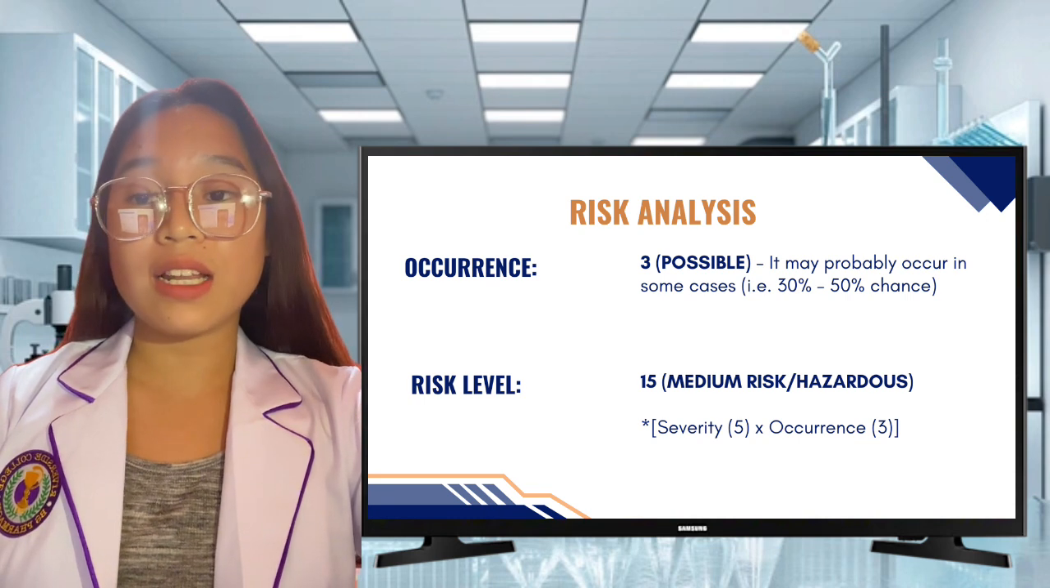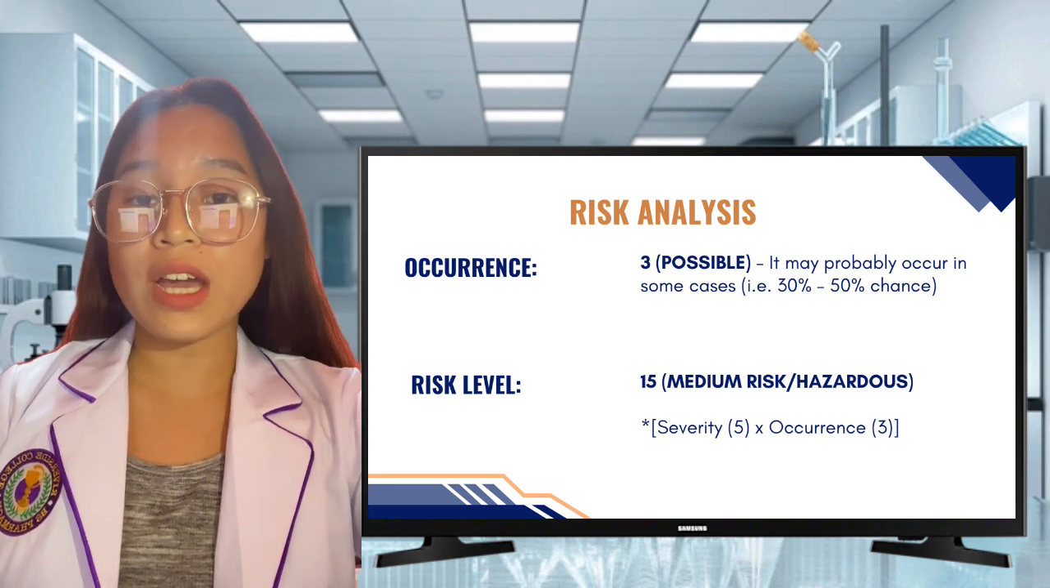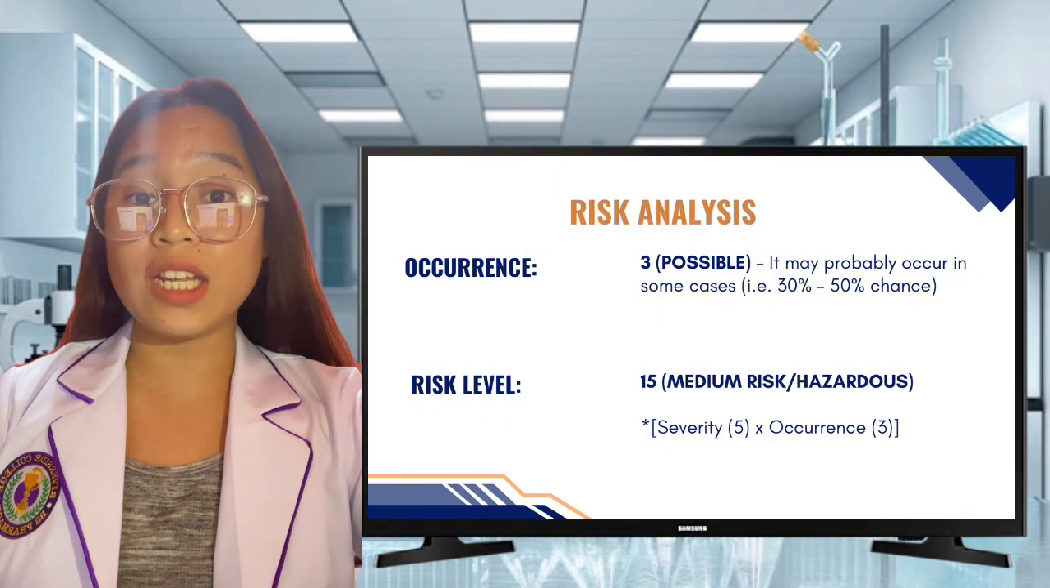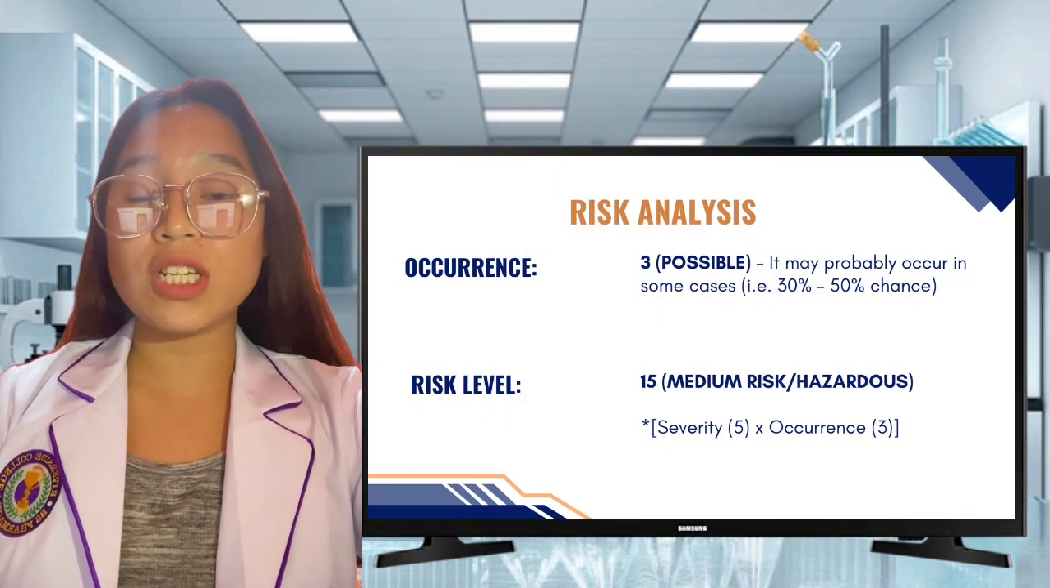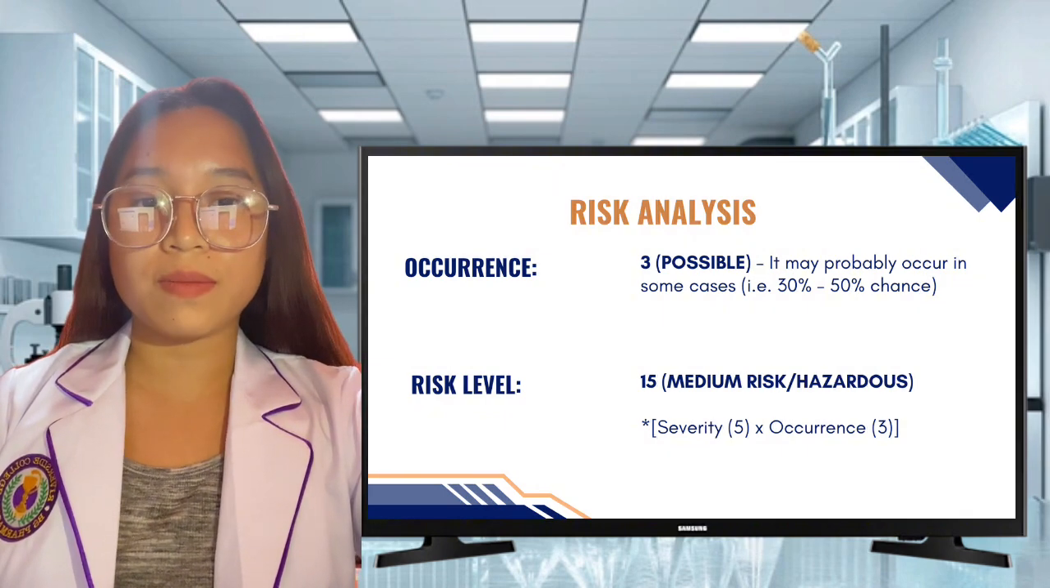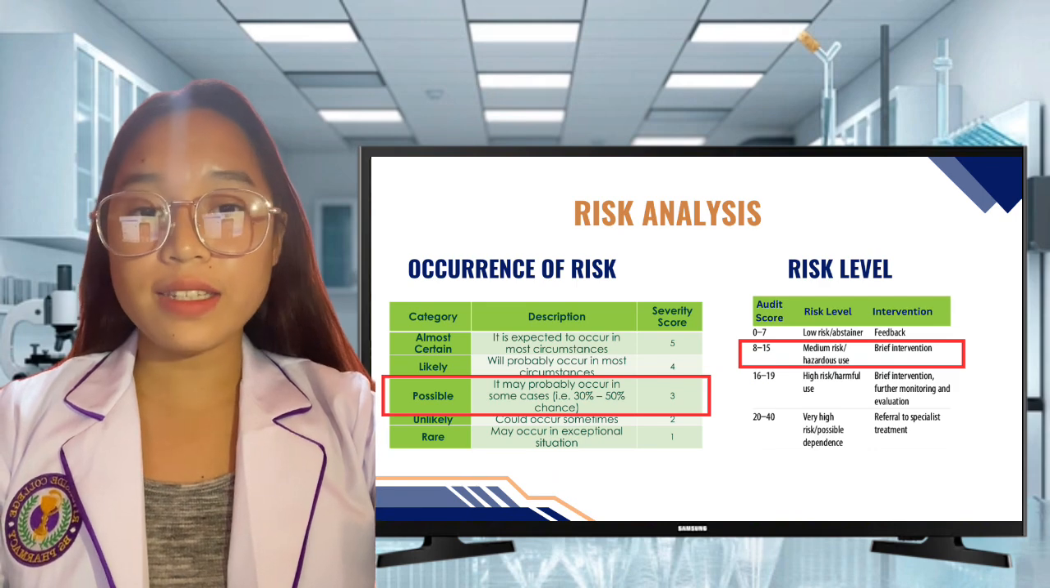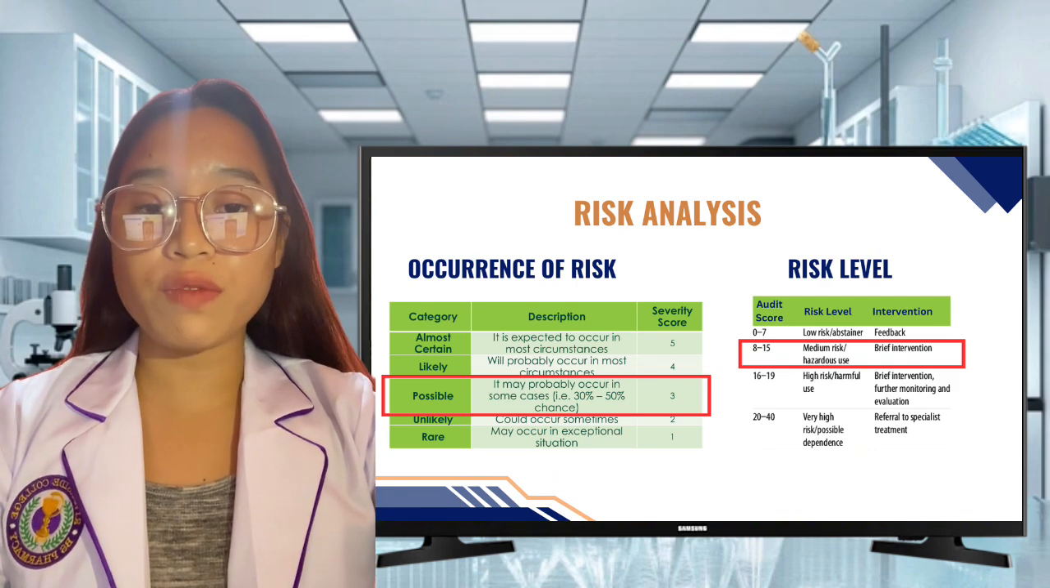And for the risk level, we used a formula of severity multiplied by occurrence, and we came up with an answer of 15, which is equivalent to medium risk or hazardous. This table is the basis of our findings.